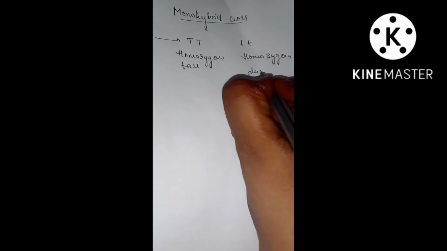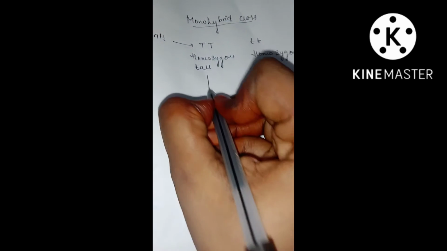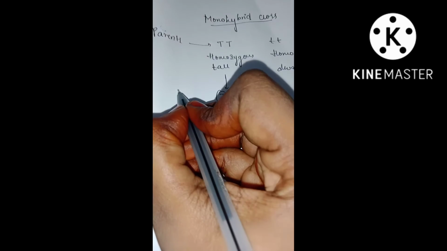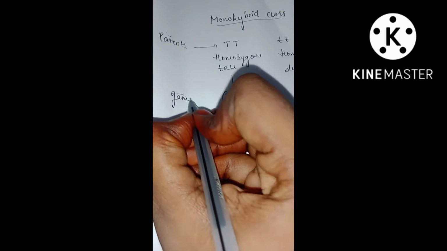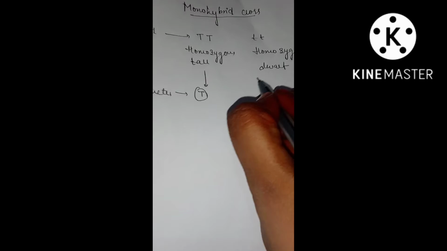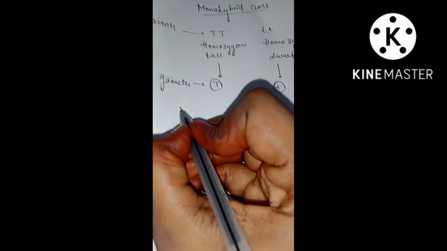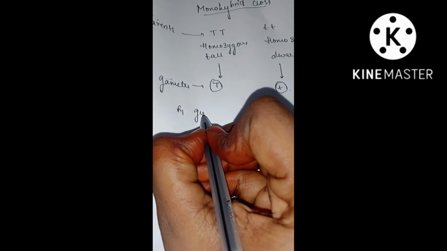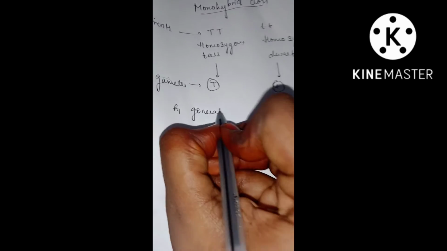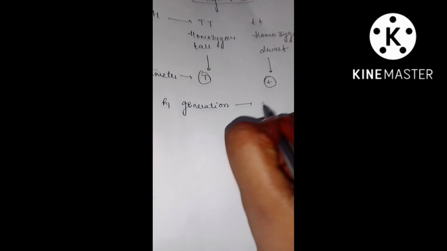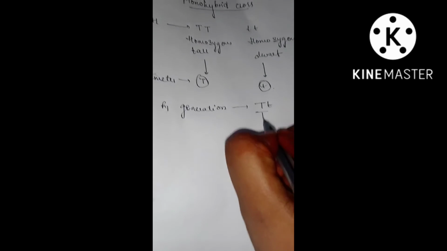As these are homozygous plants, we are getting only one type of gamete from each plant. From homozygous tall, we are getting capital T, and from homozygous dwarf, we are getting small t. So in the F1 generation, the progeny will be capital T, small t. This is the heterozygous tall condition.